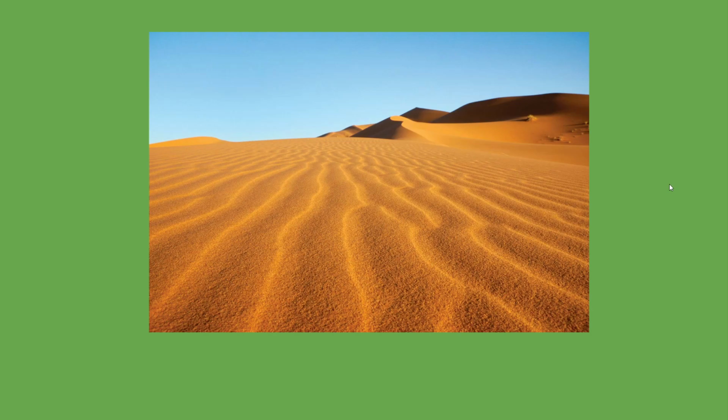So this one is deserts. Deserts are very dry. They can be either hot or cold, just very dry and don't sustain a whole lot of plant life, a lot of sand. Some examples are the Sahara Desert in Africa and the Gobi Desert in Asia.